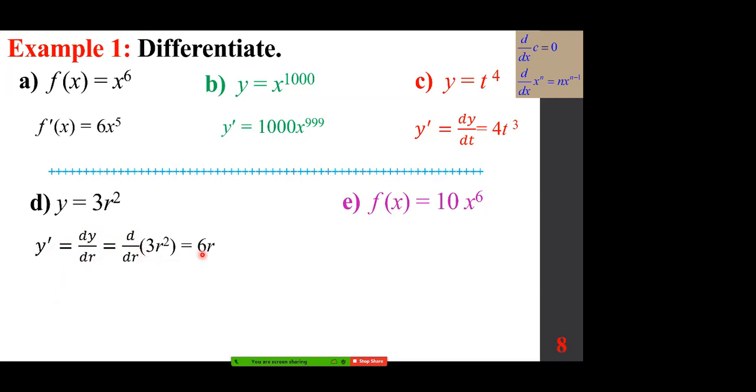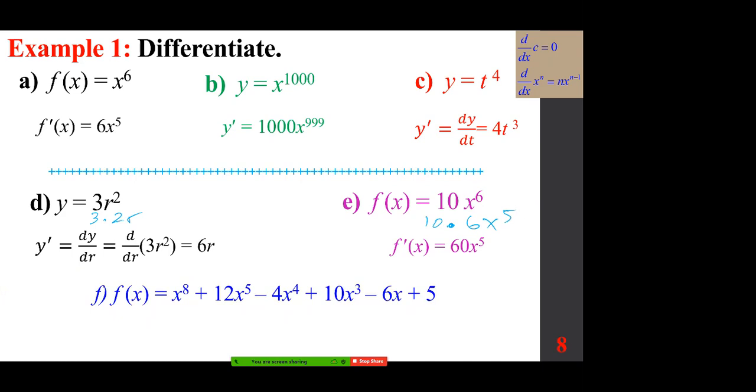There's another one, 6r. Part E, 10 times, now this becomes 6x to the power of 5, or 60x to the power of 5. I'm assuming everybody's following that, okay? It's very straightforward. Let me just write that in case. So this would be really 10 times 6x to the power of 5. This would be 3 times 2r. Remember, r to the power of 2 minus 1.